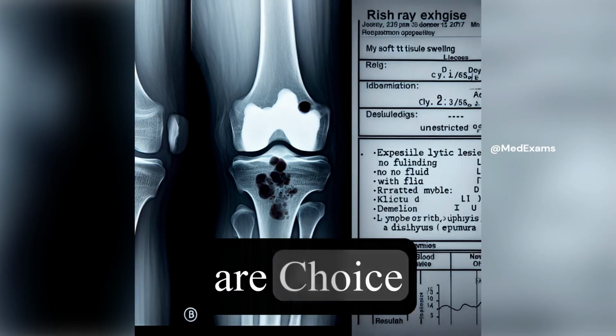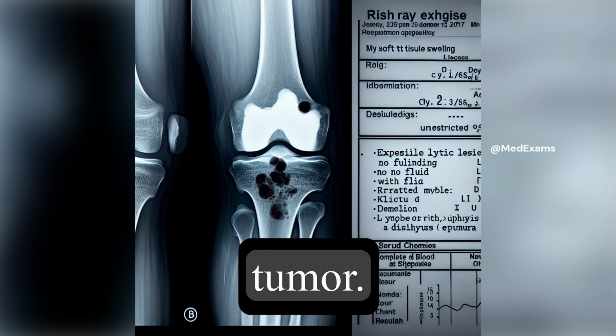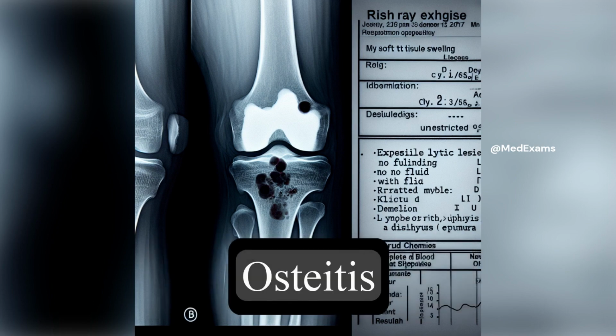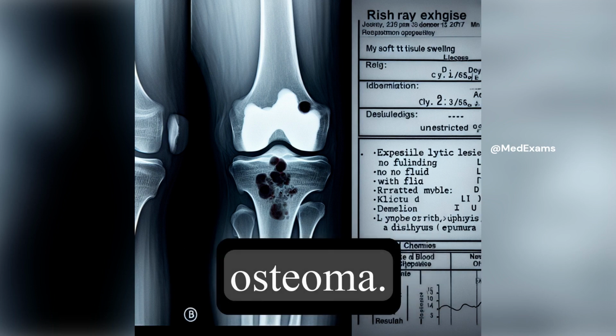The choices are Choice A, Baker cyst. Choice B, giant cell tumor. Choice C, Osgood-Schlatter disease. Choice D, osteitis fibrosa cystica. Choice E, osteoarthritis. Choice F, osteoid osteoma.